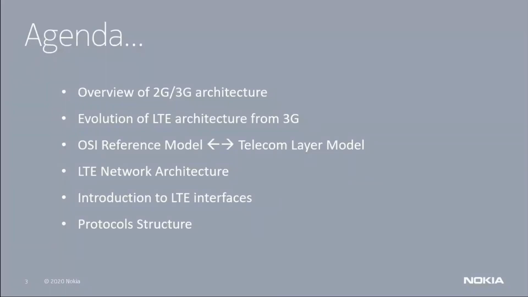The agenda for today is an overview of 2G and 3G architecture, and the evolution of LTE architecture from 3G. I would say both 3G and 2G, in the context that it'll be helpful for us to understand how both core network and radio network have evolved. I will try to give a brief introduction about 2G, 3G, and then see how the evolution is depicted there.